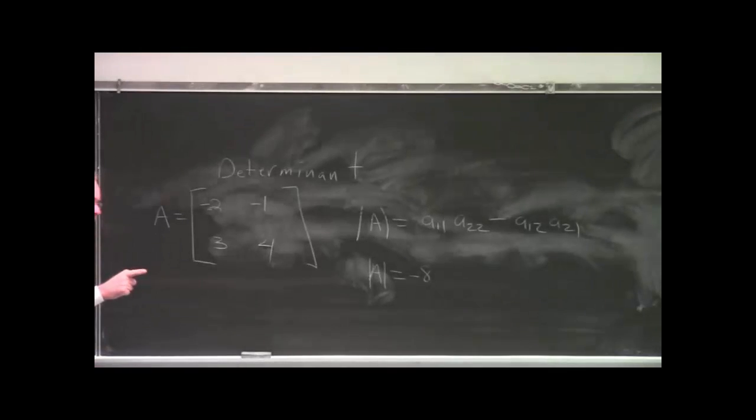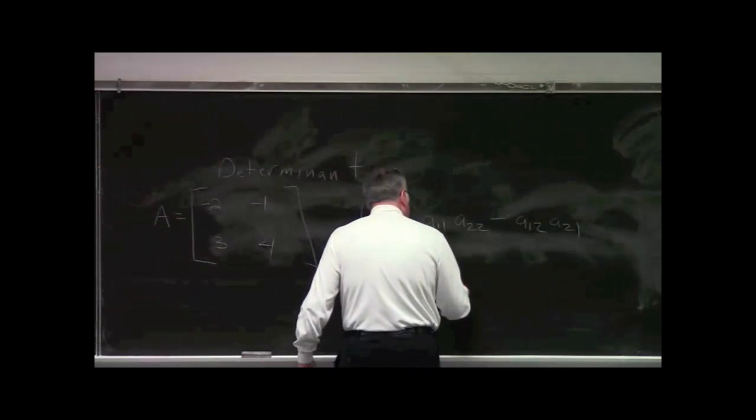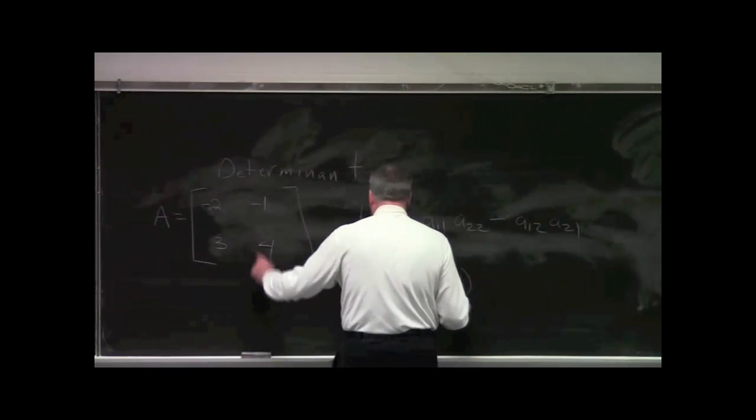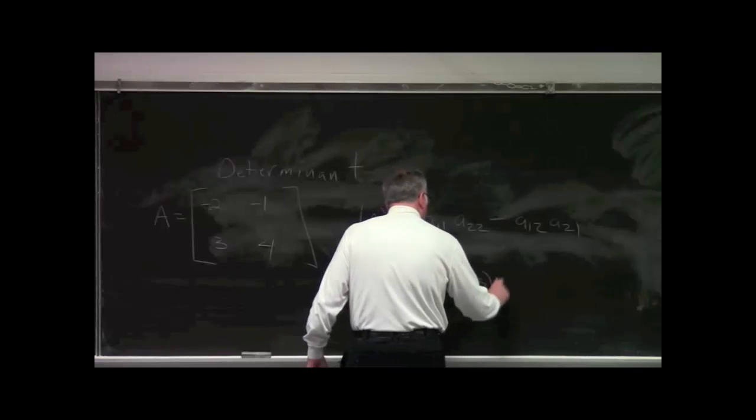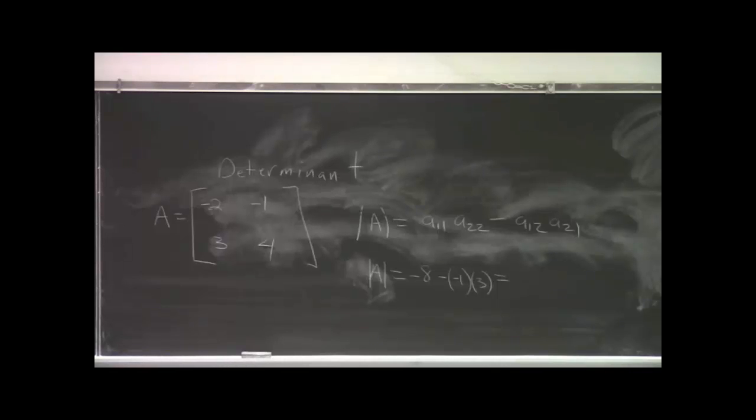Right. So minus 1 is a what? Let me just write this out. It's -8 minus a -1 times 3. So this would be -8 plus 3, which is -5, wouldn't it? Okay.